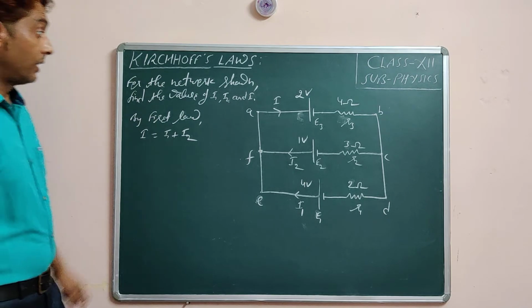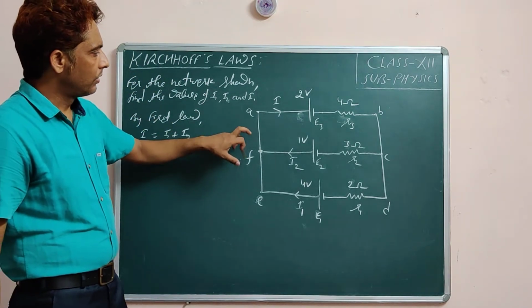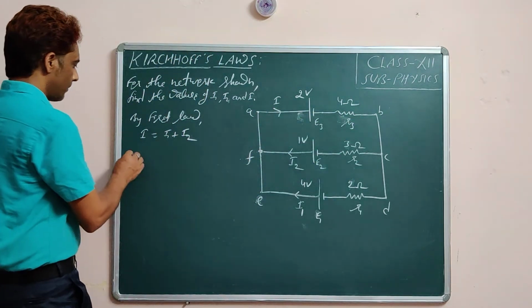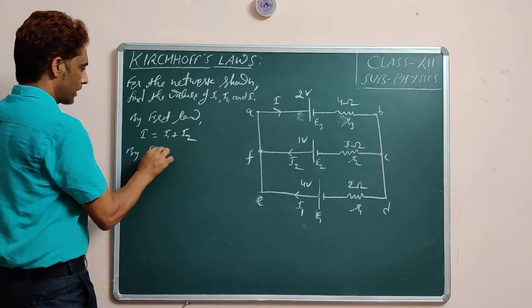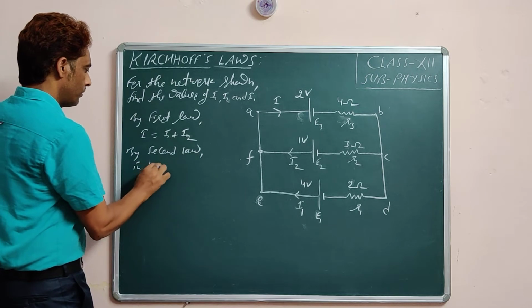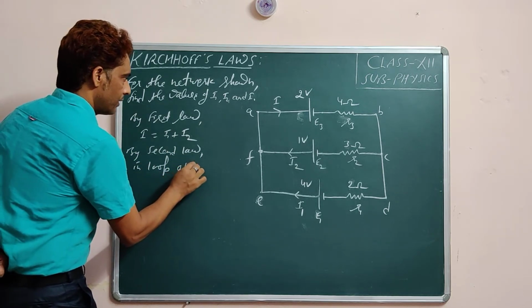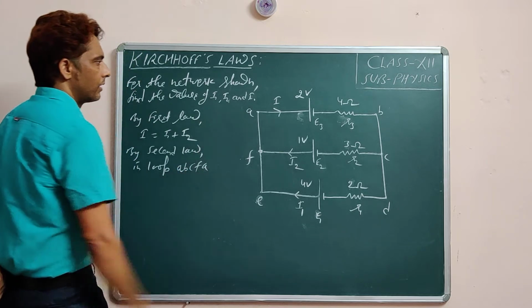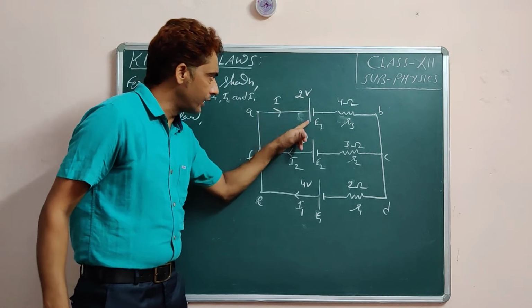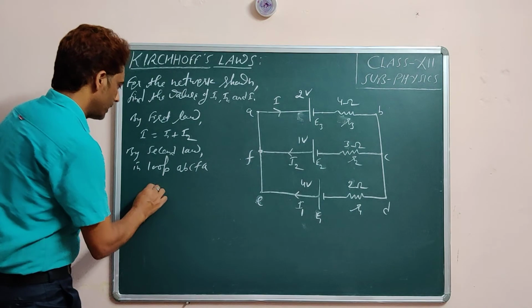So let us apply Kirchhoff's second law in loop A, B, C, F, A. By second law in loop A, B, C, F, A. I have started from point A and the positive terminal of the battery comes first, so I take this EMF as positive. So I write E3.